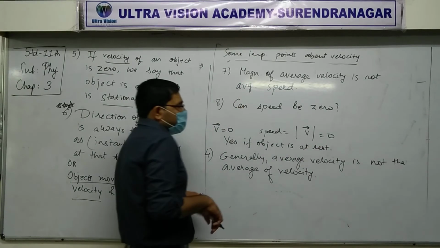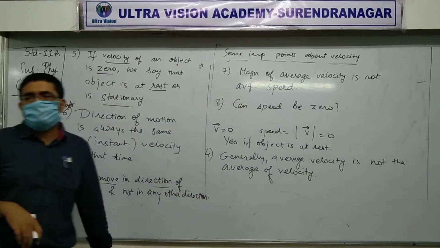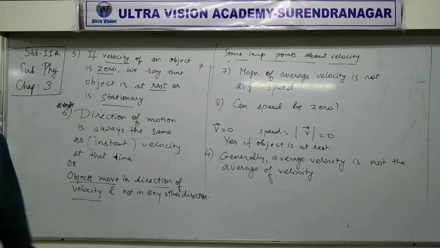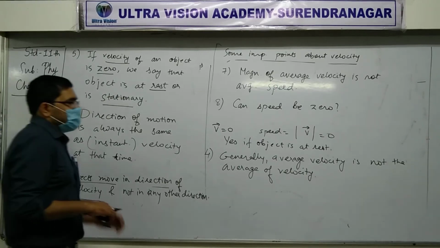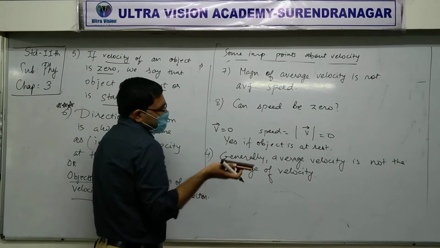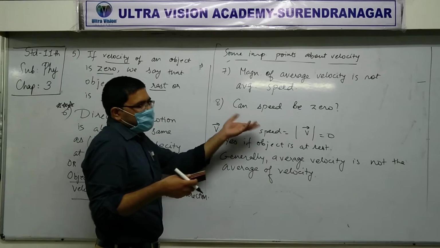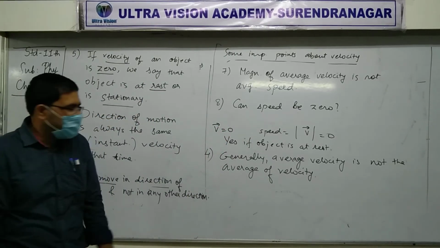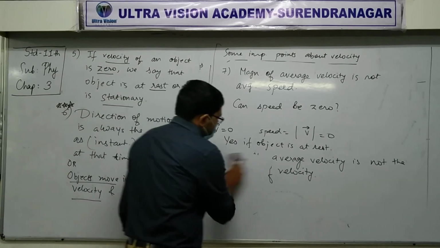Can speed be negative? No, it's a magnitude. Magnitude can never be negative. Alright. Fine. I think it's very trivial, very simple. I don't think you get confused.